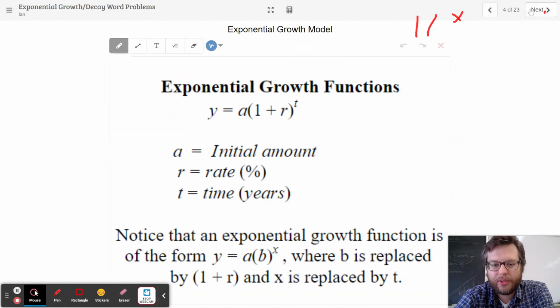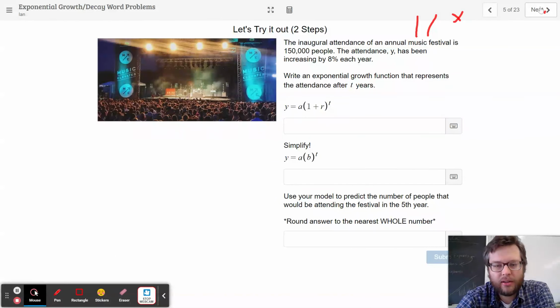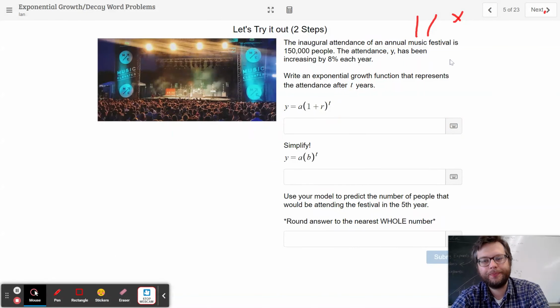It's important to be able to do that because of this idea right here that when you have exponential growth, you're taking your percent R, making it into a decimal, and then adding it to the number 1. Similar sort of idea on exponential decay. It's just that instead of adding it to 1, you subtract it from 1.